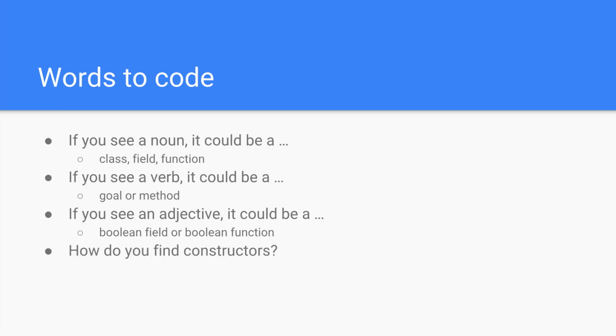How do you find constructors? You should look for words like initial. So the initial value was blah, or create the blah. They can be really useful.